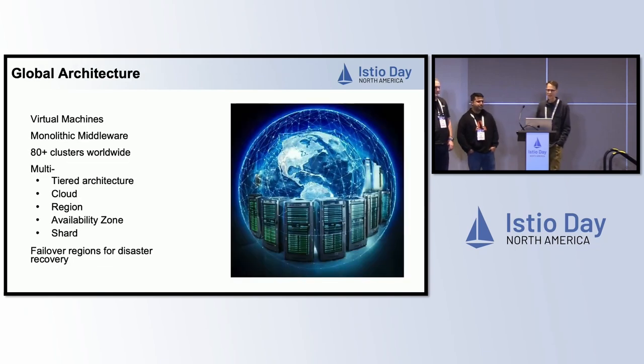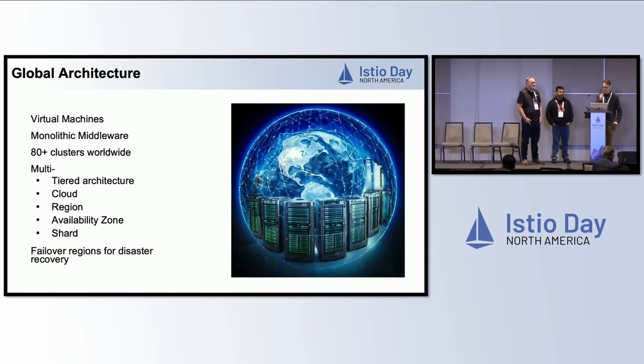So the legacy architecture that we started with was virtual machine based. We had sort of monolithic middleware where everything transited that middleware segment. Our footprint was 80 clusters worldwide, and we had lots of multis here. We were multi-tiered architecture across multiple clouds, including FedRAMP, multiple regions within each cloud, multiple availability zones within each region, and then for capacity, we sharded the clusters so customers had multiple clusters that they could be a part of.